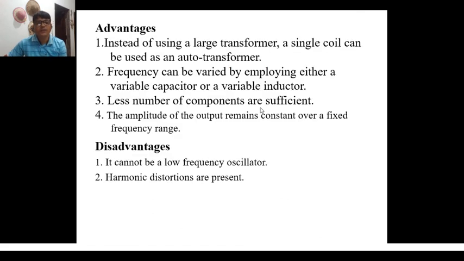Now, the advantages of this Hartley oscillator: instead of using a large transformer, a single coil can be used as an auto transformer. Frequency can be varied by employing either a variable capacitor or variable inductor. A smaller number of components is sufficient. The amplitude of the output remains constant over a fixed frequency range. These are some of the advantages, and the disadvantages are: it cannot be a low frequency oscillator, and one more, harmonic distortions are present in this oscillator.